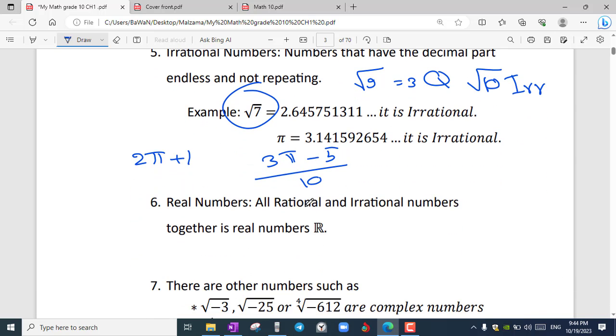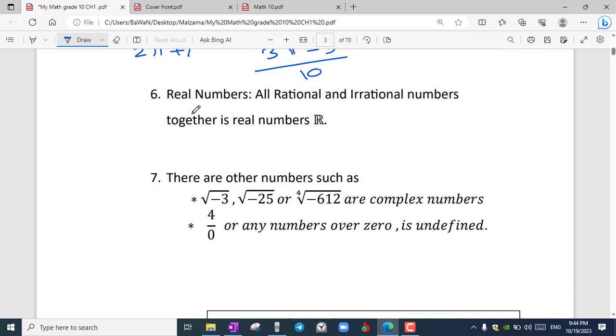After this we have real numbers. Real numbers is a very big set of numbers that covers all rational and irrational together. When I say rational, I mean rational contains integers, whole numbers, natural numbers. So real numbers contains all the other sets of numbers that we can represent on a number line.